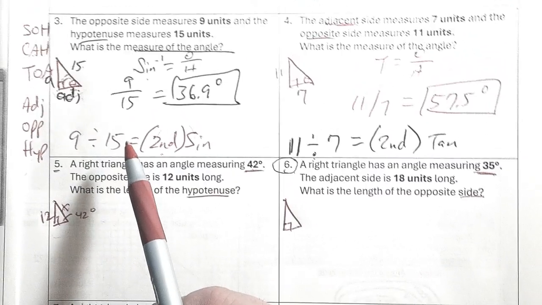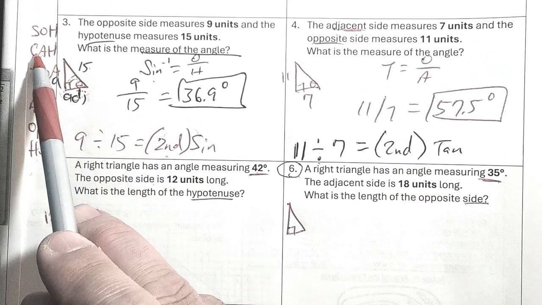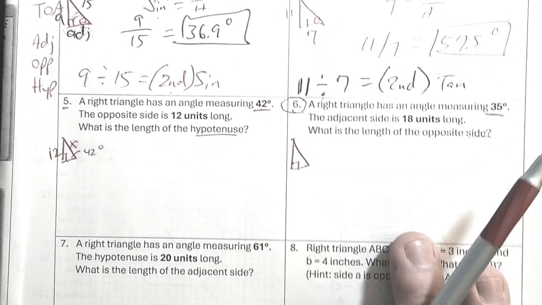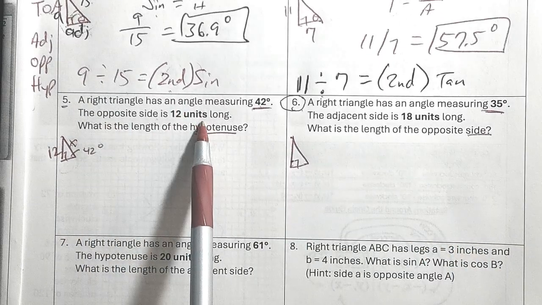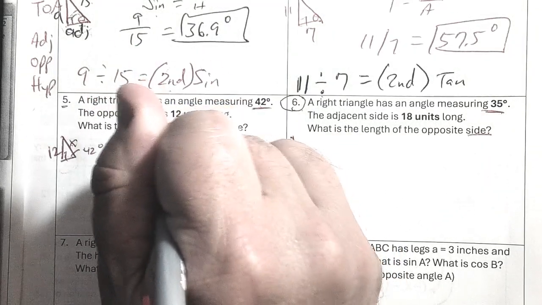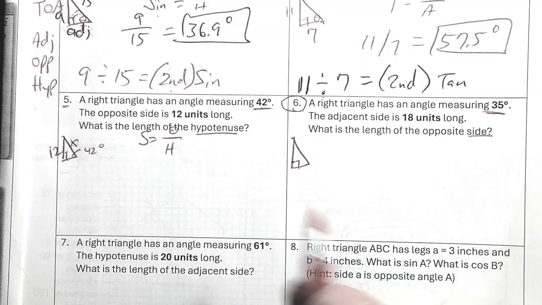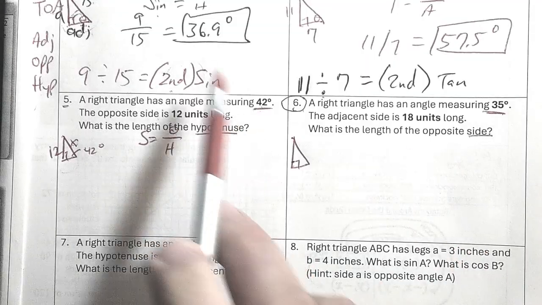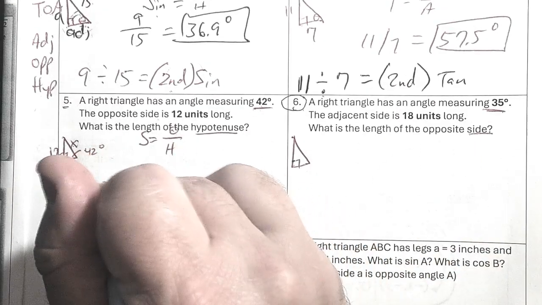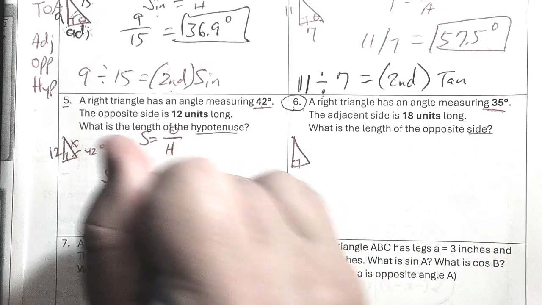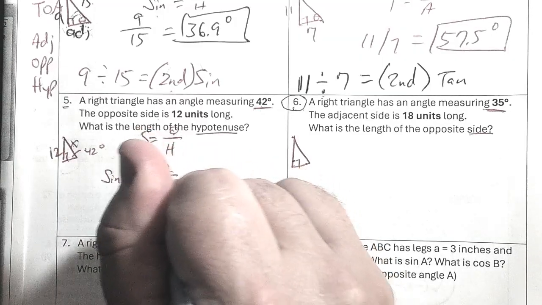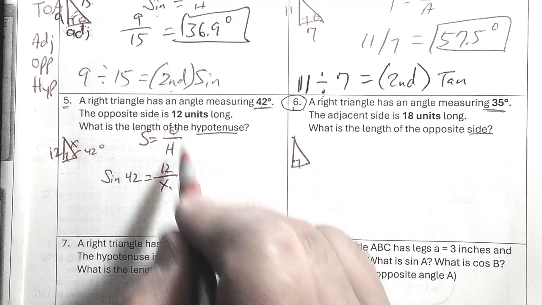So these two that have an adjacent, that's cosine and tangent, we can't use those. So we have to use sine. Opposite and hypotenuse mean sine. So sine equals the opposite over the hypotenuse. It's always this, the things that change. Up here we just wrote sine. Now we know what the angle is. So it's sine 42, and it equals the opposite, which is 12, over the hypotenuse, which is x.